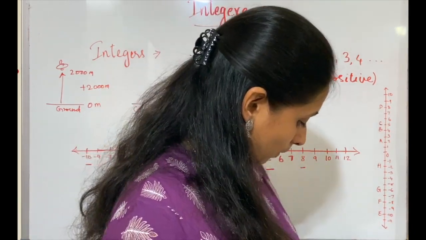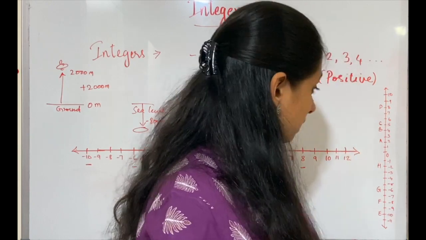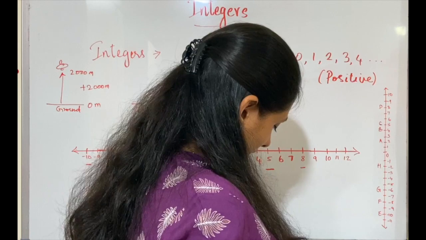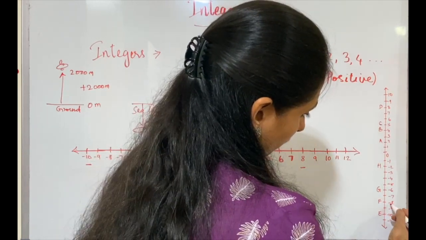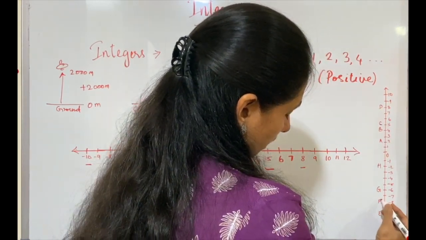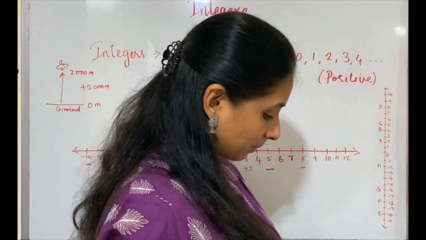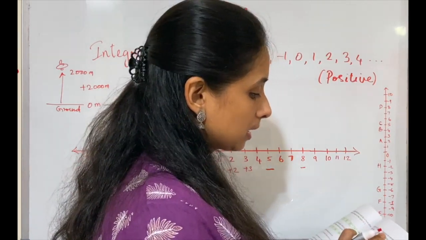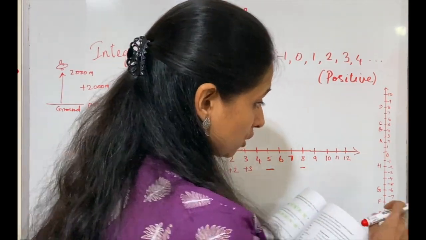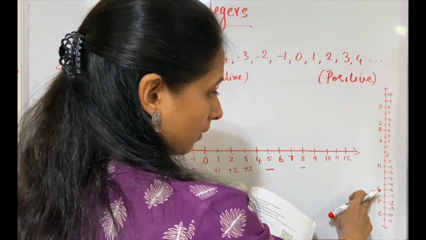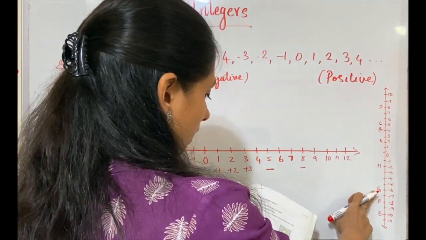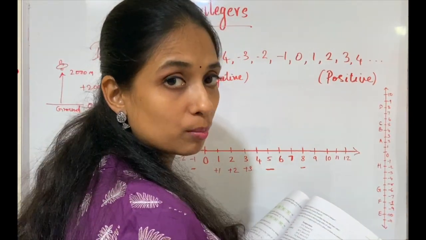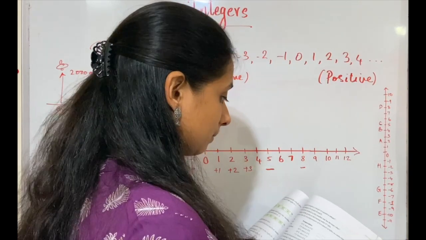So now, first one: if point D is plus 8, then which point is minus 8? So we have minus 8 here. Which is the point here? F. F is minus 8. That is the answer. If G is a negative integer, they have given this point G. Is G a negative integer or a positive integer? We have minus 6 here. So is it negative or positive? It is a negative integer.